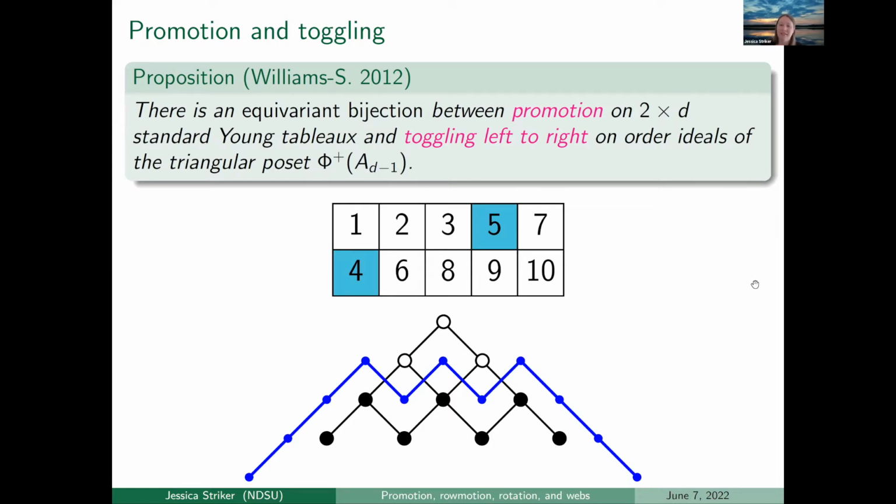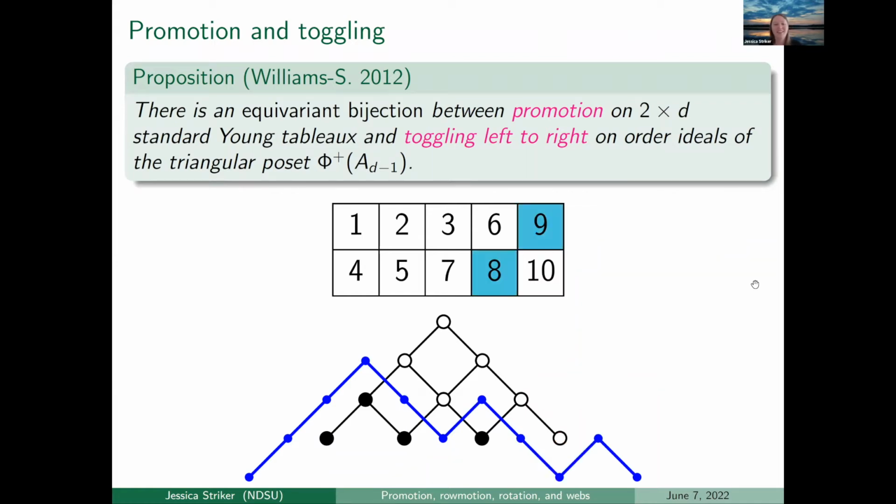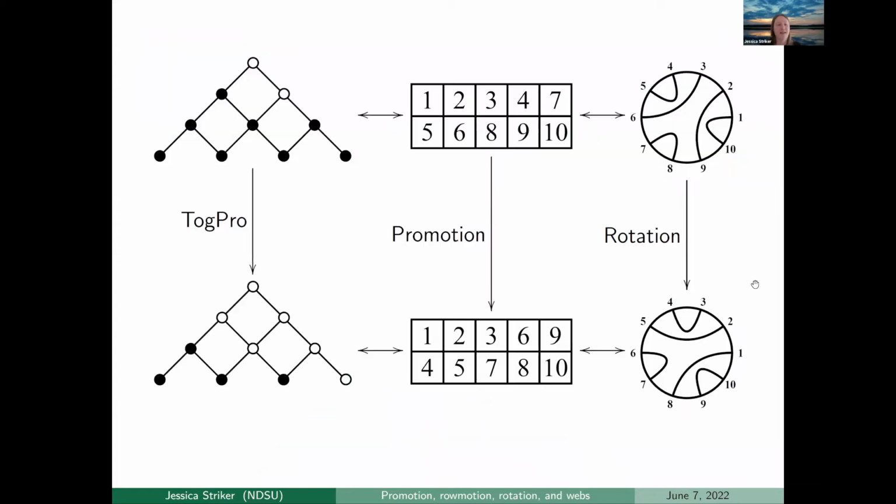And then what's happening on the level of the poset is we are toggling things from left to right in our poset. So you can see whenever something changes in the tableau, something changes in the order ideal. I picked kind of a bad example, but it's too late now. Things only came out of the order ideal, but things could also get toggled into an order ideal. So that's what happens on the level of this order ideal. Let's just call that toggle promotion because it matches up with promotion on this standard Young tableau.